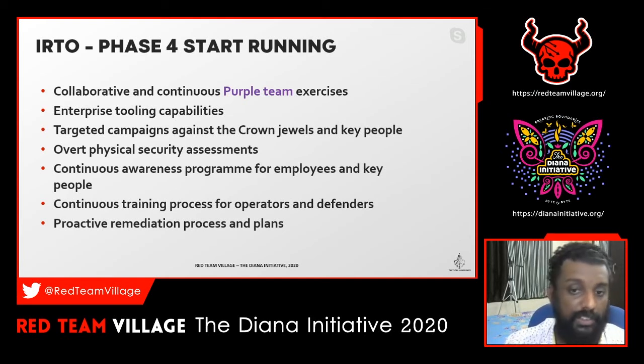Then, overt physical security assessment. Overt means you're not breaking anything. You're just observing things and trying to find physical security weaknesses. It is like identifying the most important data centers, manufacturing plants if you are into manufacturing, processing centers, or anything based on your company's business. It may vary based on data centers, plants, and business centers, and so on.